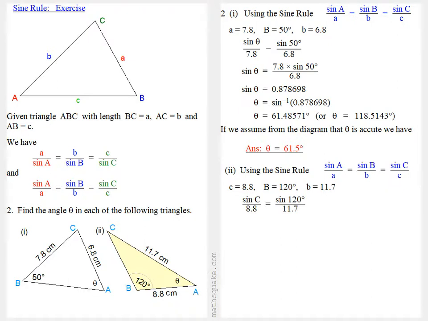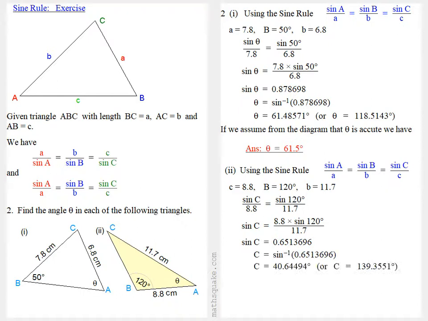So, sine C over 8.8 equals sine of 120 over 11.7. Multiplying both sides by 8.8, we get sine C is equal to 8.8 times sine 120 degrees over 11.7. Working it out on a calculator, sine C is equal to 0.6513696. And to find C, we have to take the inverse sine of that. Now C comes out to be 40.64494 degrees. But it can be 180 minus that, so C could equal 139.3551.